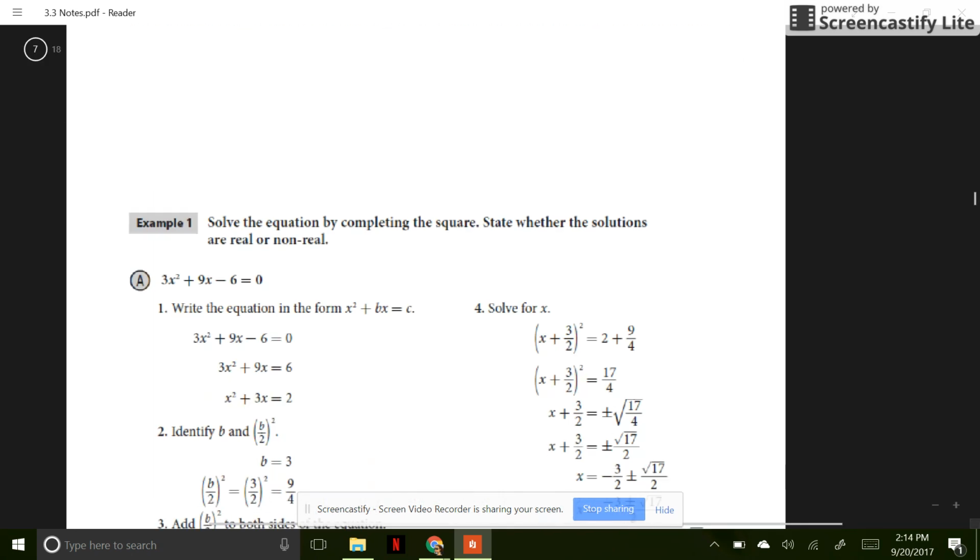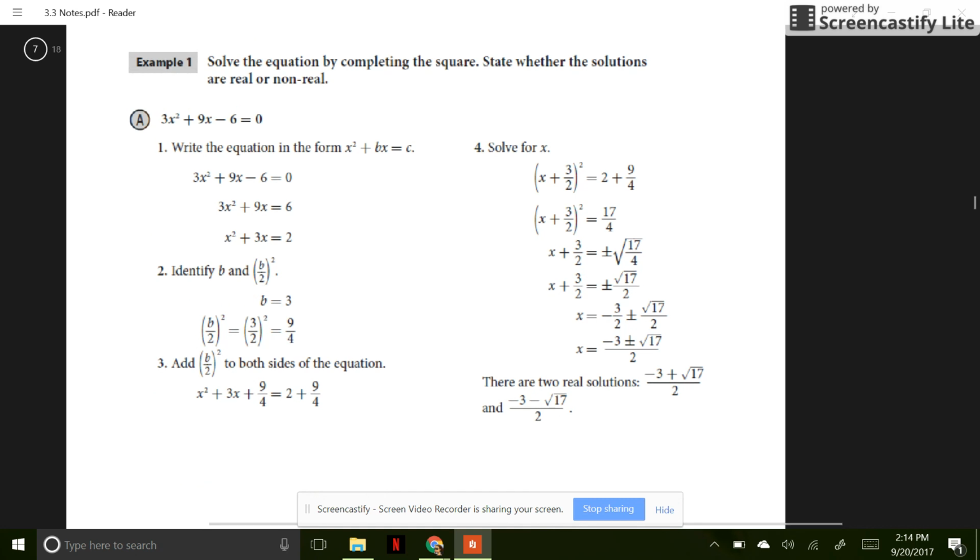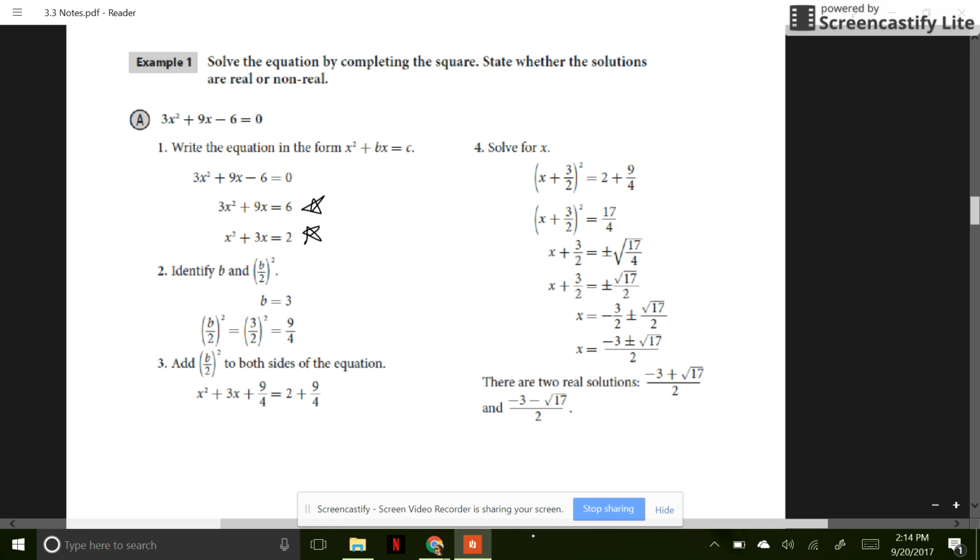So this you might want to see. We haven't seen it in a while. So we're going to solve by completing the square. The first thing we do is move any whole numbers to the other side. Next thing we do is make sure the coefficient in front of our x is 1. So we have to add 6 to both sides and then divide everything by 3 so that the coefficient in front of our x squared term is just 1.